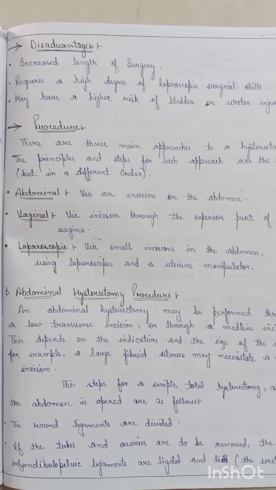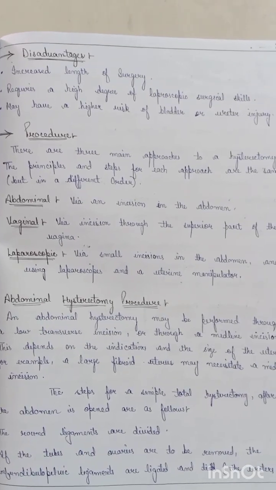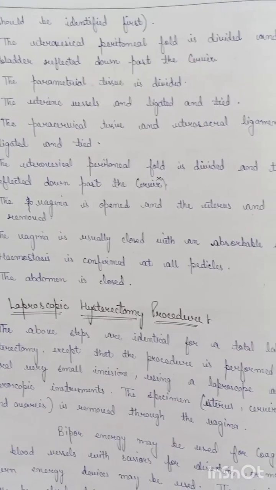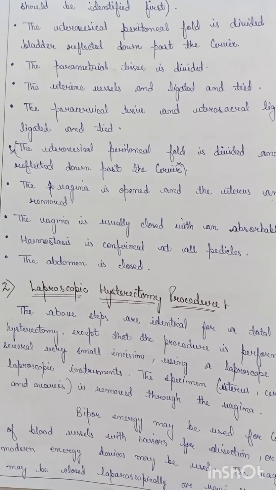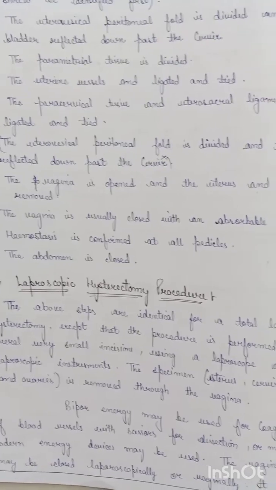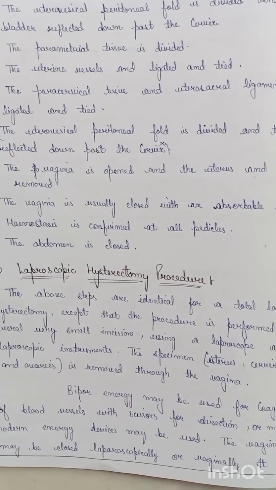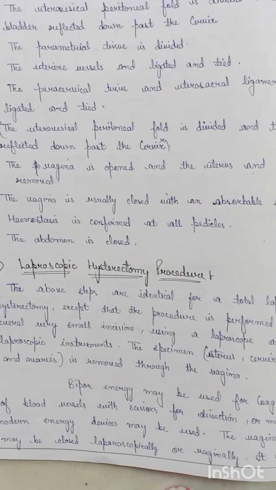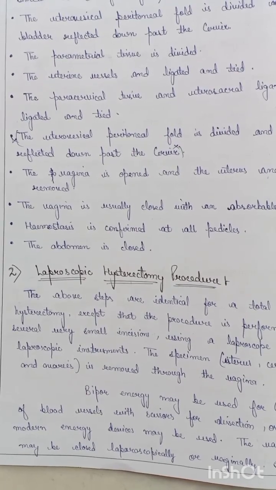The steps for a simple total hysterectomy after the abdomen is opened are as follows. The round ligaments are divided. If the tubes and ovaries are to be removed, the infundibulopelvic ligaments are ligated and tied, and the ureters should be identified. The uterovesical peritoneal fold is divided and the bladder deflected down past the cervix. The parametrial tissues are divided. The uterine vessels are ligated and tied. The paracervical tissue and uterosacral ligaments are ligated and tied. The vagina is opened and the uterus and cervix removed. The vagina is usually closed with absorbable suture. Hemostasis is confirmed at all pedicles. The abdomen is closed.